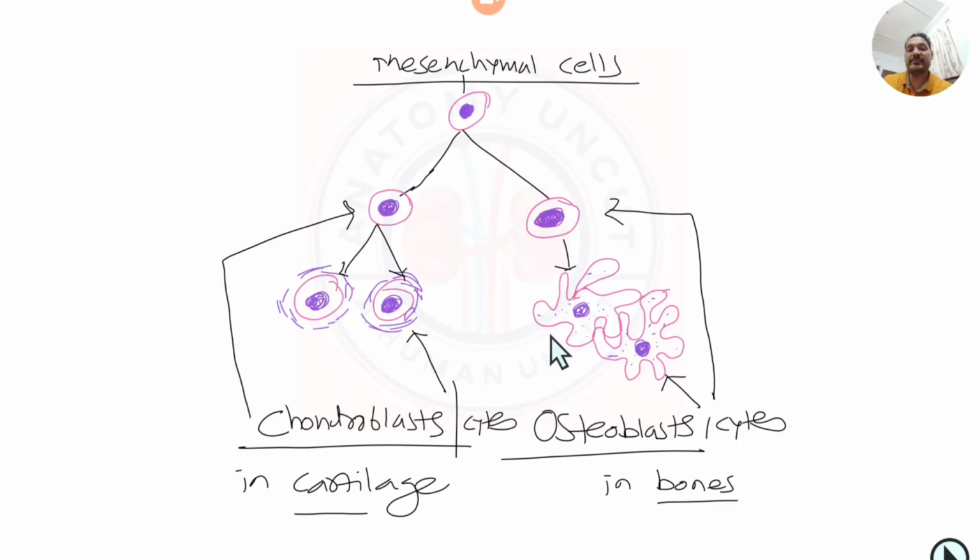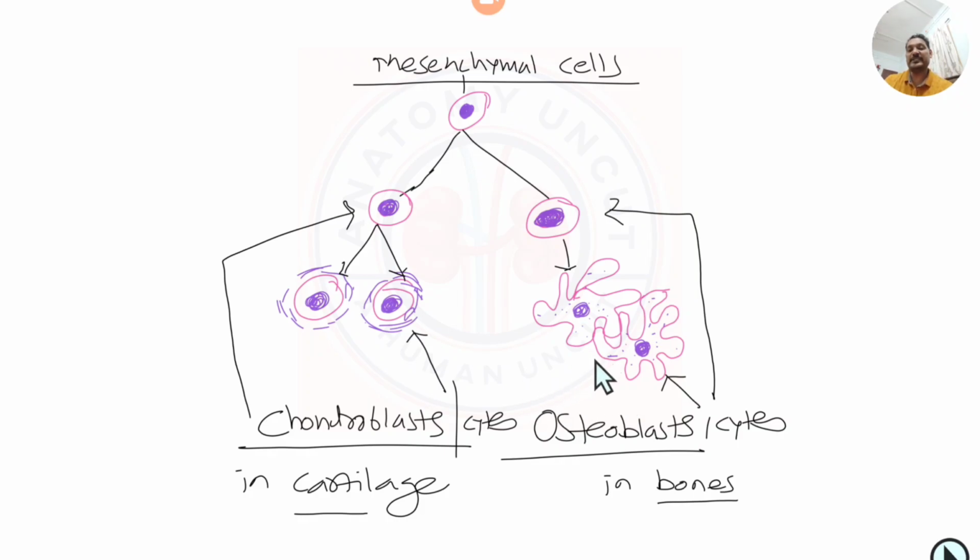See, the appearance is different, the cells are different, the material they are producing is different, their collagen fibers are different. Here type 1 collagen predominates, here type 2 collagen predominates. Here the ground substance is totally different, rich in hyaluronic acid. Here they are very rich in calcium and phosphorus. You must have heard about these hydroxyapatite crystals that are there in the bones. So calcium, collagen, phosphorus, this is all present in the bone.